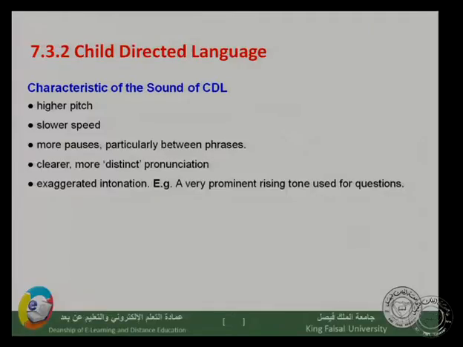So if I say, "you speak English," this is a normal sentence, it is a statement. But if you say, "you speak English?" this is a question because the intonation is rising. So when you speak to a child, this intonation is exaggerated. You give a prominent rising intonation to the sentence so that the child understands that this is a question, this is not a normal affirmative sentence. So in fact you exaggerate intonation and you give a very prominent rising tone when you ask questions.